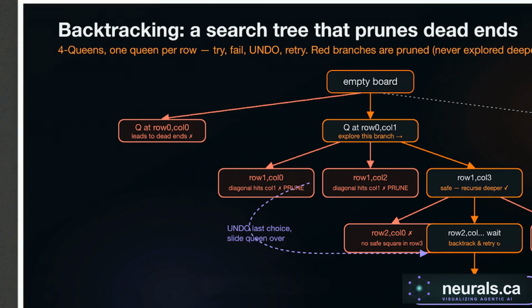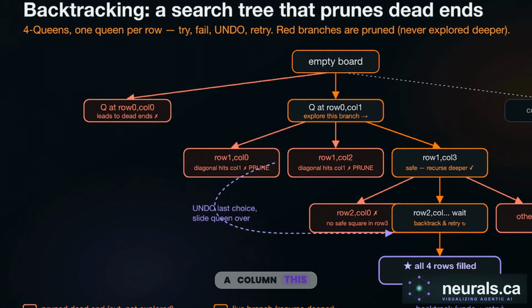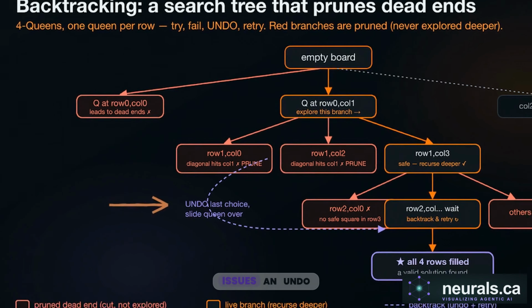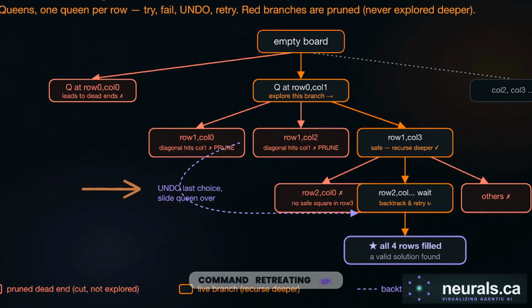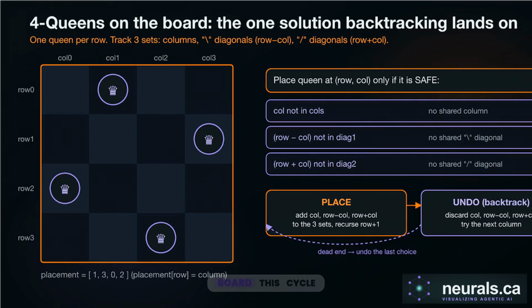This 4-queen search tree shows a depth-first traversal. Look at the red node on the left. The second queen shares a column. This violates the constraint, killing the path immediately. The algorithm issues an undo command, retreating up the dashed line to start fresh. Translating that tree to a physical board, this cycle finds the single valid solution for a 4x4 grid.